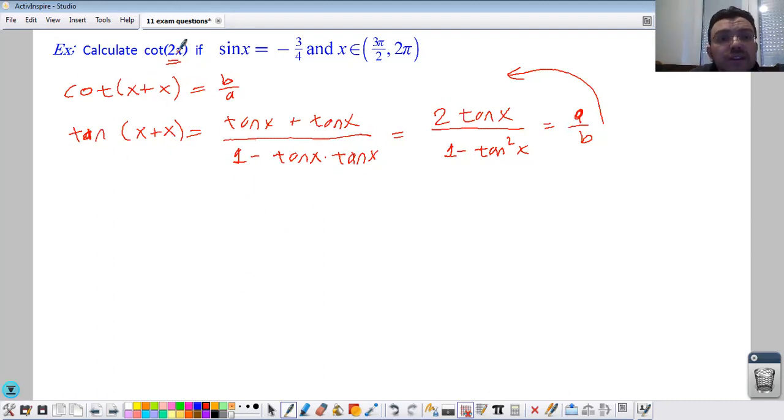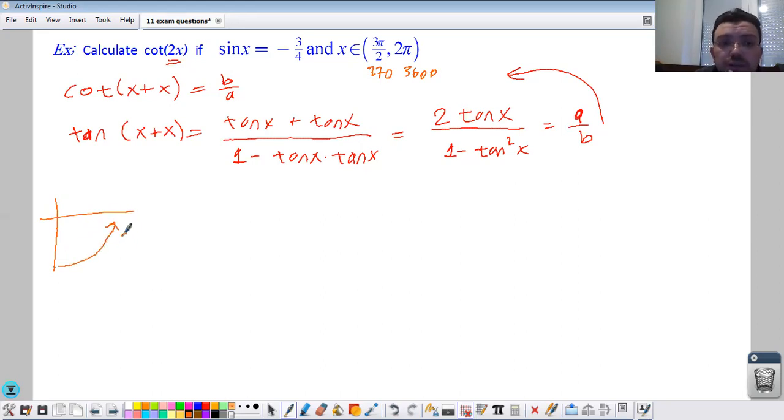Now, for this one, firstly, I'll calculate tangent 2x. Then later, I will flip whatever result I have. To be able to calculate tangent 2x, I need to know only the result of tangent x, and we are given sine x equals minus 3 over 4. Firstly, this angle is in which quadrant? This is 270, this is 360. This is in the third quadrant. In the fourth, sorry. In this quadrant.